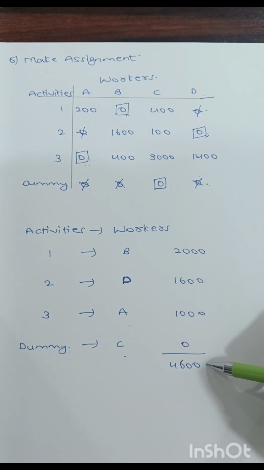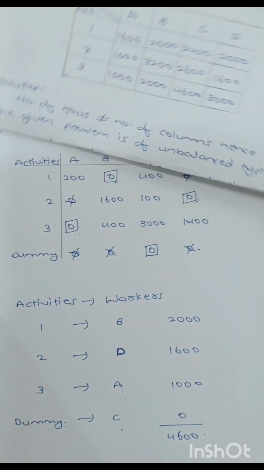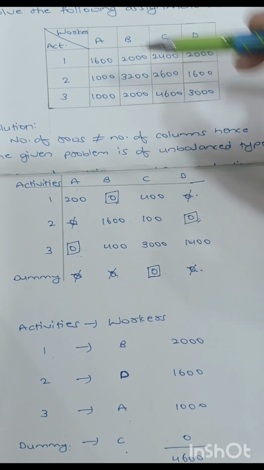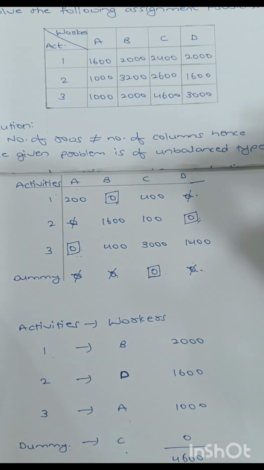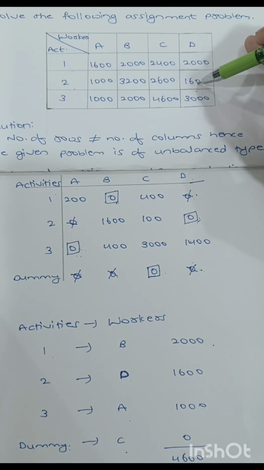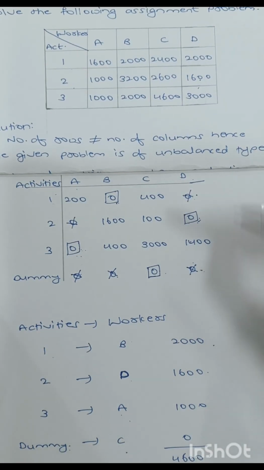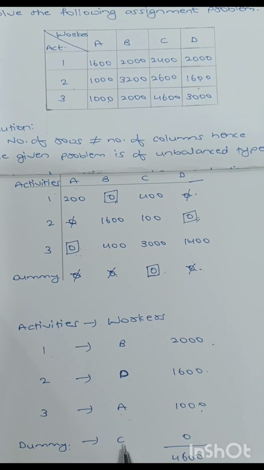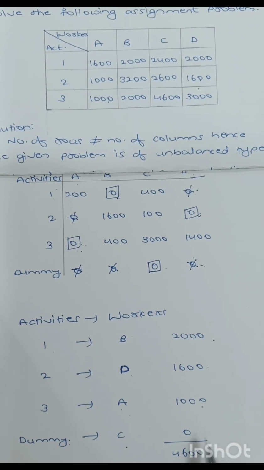Write down the values from the question. From the question means what? So this is the question here. So from the question, what is 1B? The 1B value is 2000. What is 2D? 2 and D value is 1600. 3A, this is 3 and this is A, value is 1000. Dummy is nothing but C. For dummy, the value is 0. So after adding these, the final answer is 4600. So it is 4600. Once again, I'll explain this step.